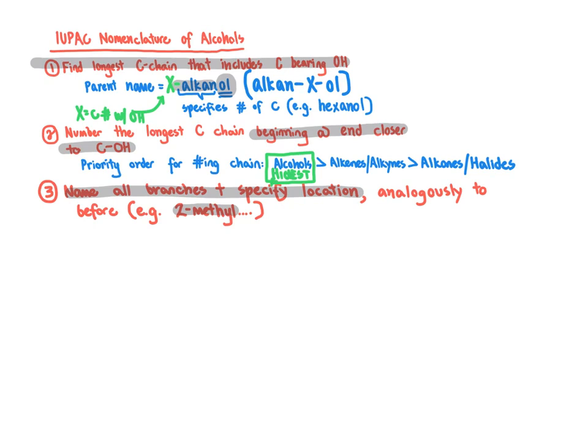Let's go ahead and use these rules to take a look at naming a couple of example alcohols. So we'll start by taking a look at this example problem where the first thing we want to do is find the longest carbon chain that includes the carbon that has the hydroxy group bonded to it. So the longest carbon chain containing the carbon hydroxy group would be this.